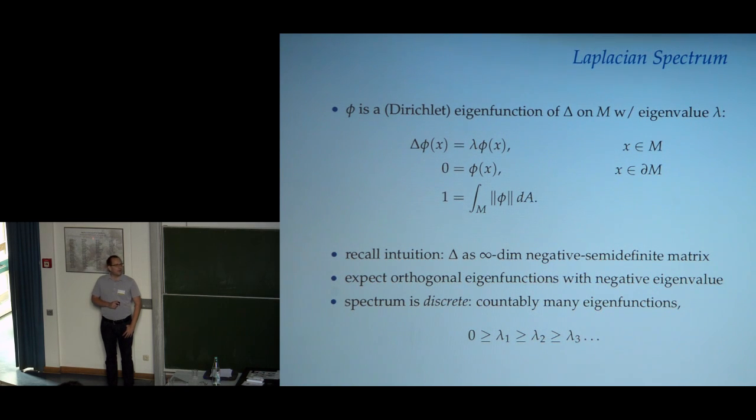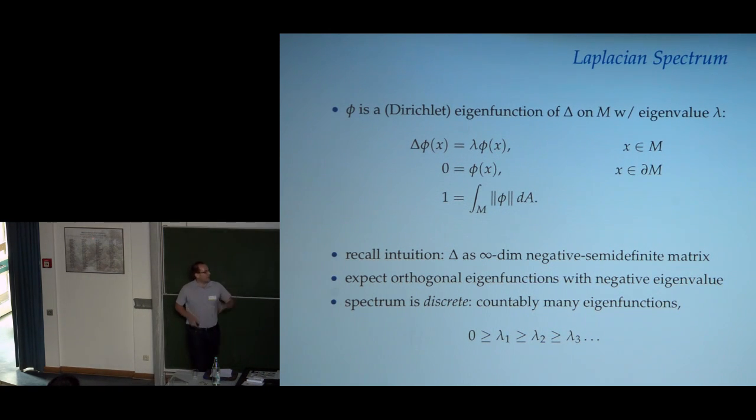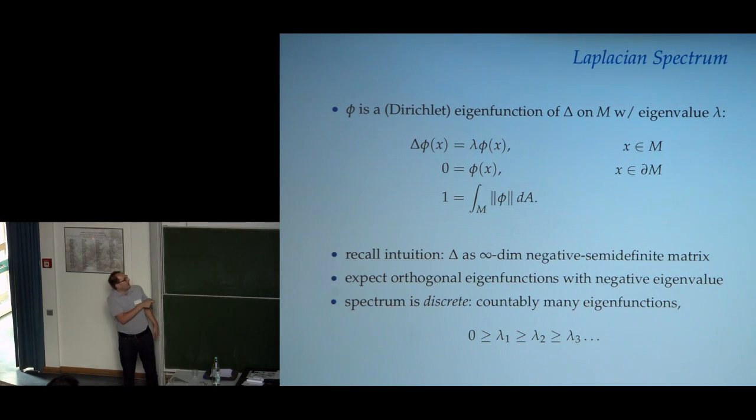Zero function, constant. Yeah, exactly. If I'm constant, I'm taking the Laplacian of the constant. I'm just going to get 0. So the constant function is the one that's 0 eigenvalue. Then all the other eigenvalues are all going to be negative.